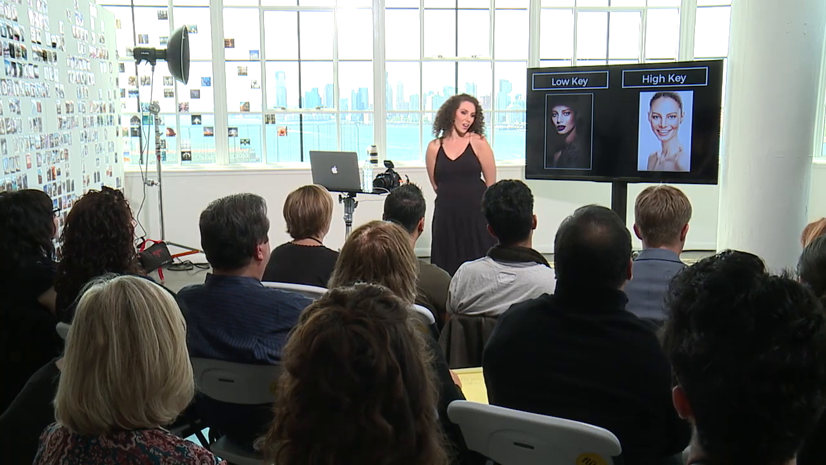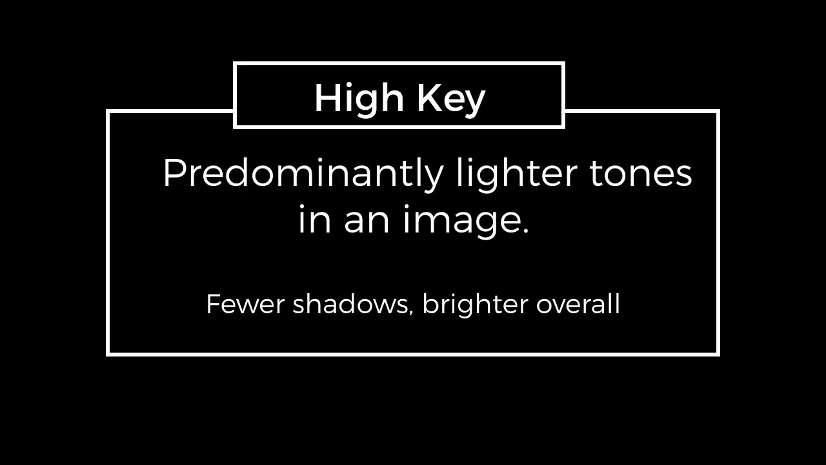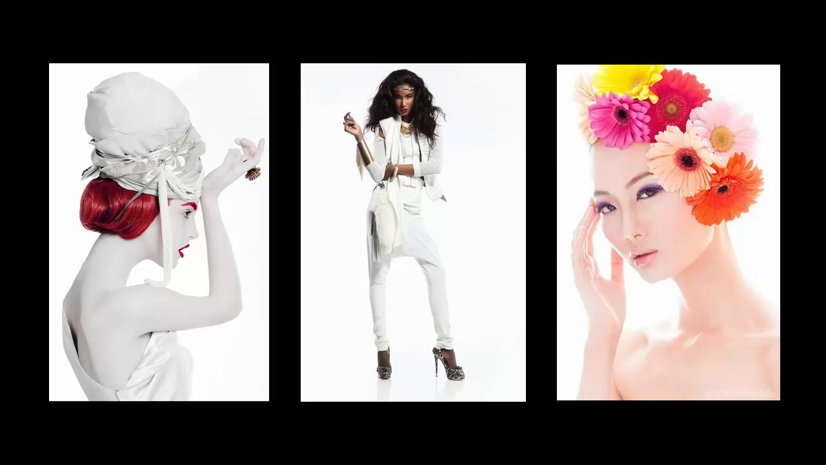So I'm going to tell you about my suggestions for lighting setups and modifiers and placement of light and all of that. So let's take a look at some examples of high key really quick. This also gives me the ability to show some of my work because I can. But predominantly lighter tones, fewer shadows, brighter overall.